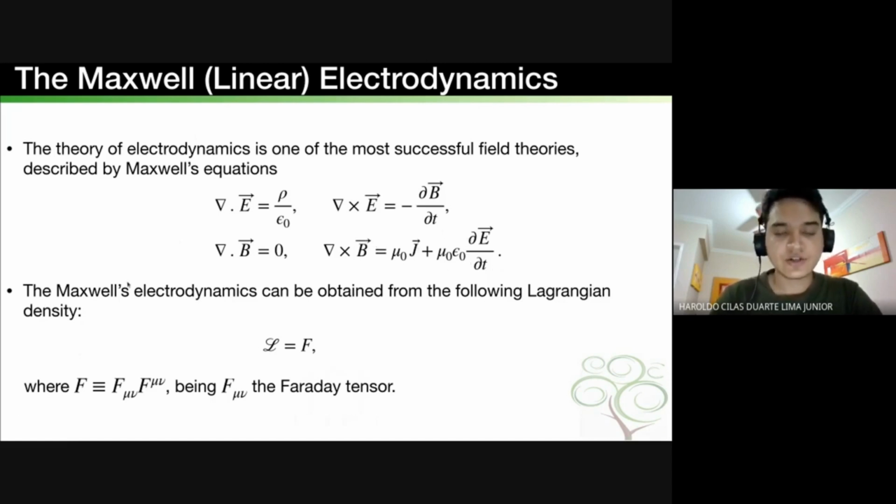So this set of four equations describes all the electromagnetic phenomena in a unified manner. It can be shown that these four equations can be obtained using a classical field theory approach, by defining this Lagrangian density here, which is essentially this scalar F. This scalar F is the contraction of the Faraday tensor with itself, being this second order tensor here, F mu nu.